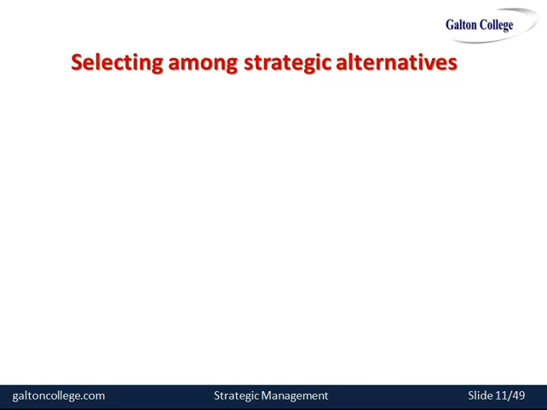So select among strategic alternatives. Consider scenarios. Consider the worst possible scenario. Consider the best possible scenario. Consider many scenarios in between and try to work out what's the best course of action should one of these arrive. And if they arise, then how will the company cope? What techniques will they deploy? What resources will they require?